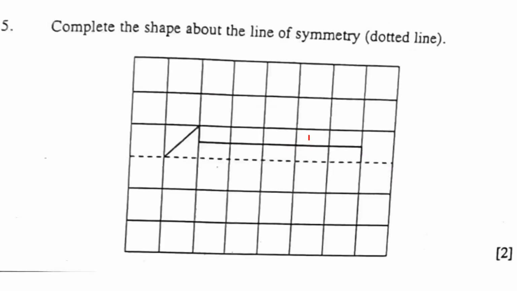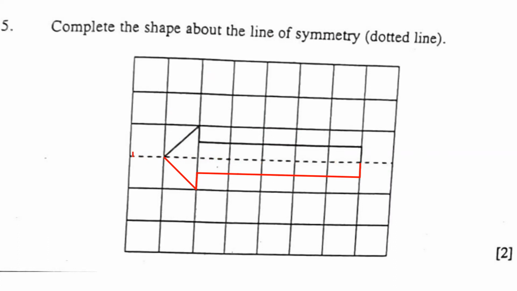Here we have number 5. It says complete the shape about the line of symmetry. And so the line of symmetry here is this dotted line. It is important to note that the line of symmetry is a line that cuts the image directly in half, such that one side is exactly identical to the other side. And so if we want to complete the shape, we have to do it just like this. This is actually an arrow, so we have to complete the arrow.